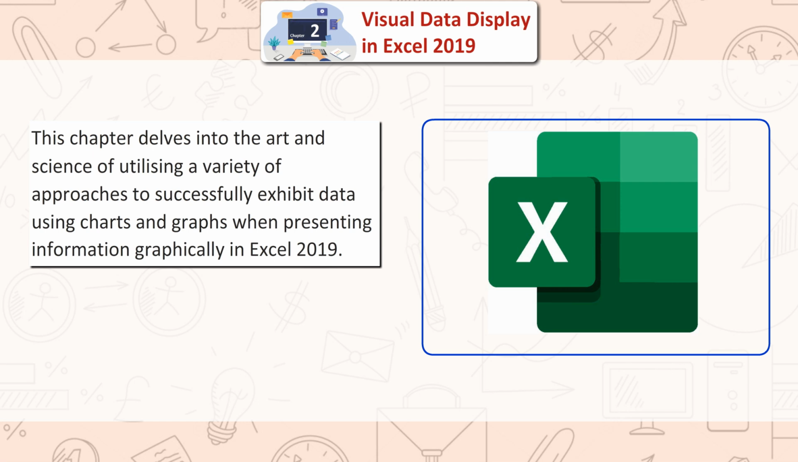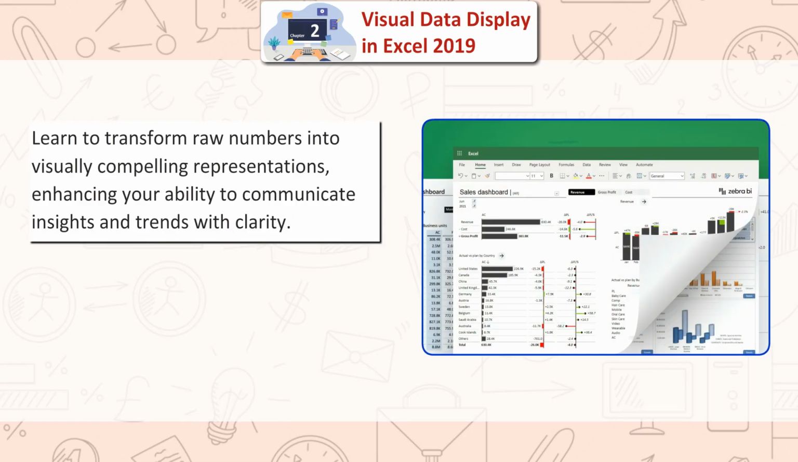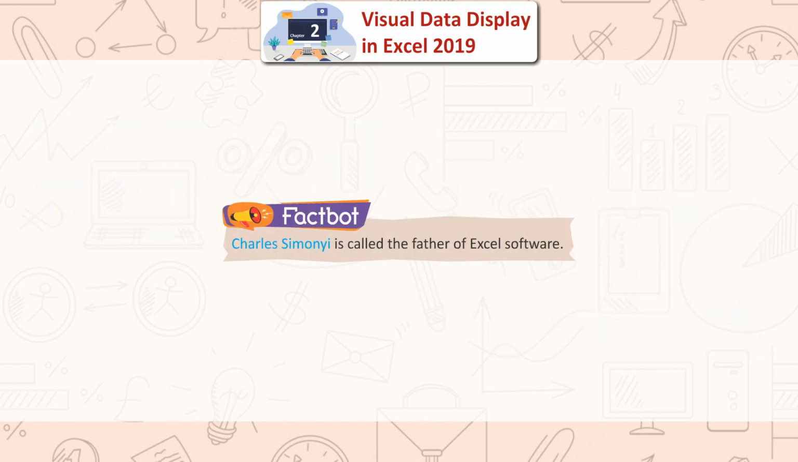This chapter delves into the art and science of utilizing a variety of approaches to successfully exhibit data using charts and graphs when presenting information graphically in Excel 2019. Learn to transform raw numbers into visually compelling representations. Enhance your ability to communicate insights and trends with clarity.